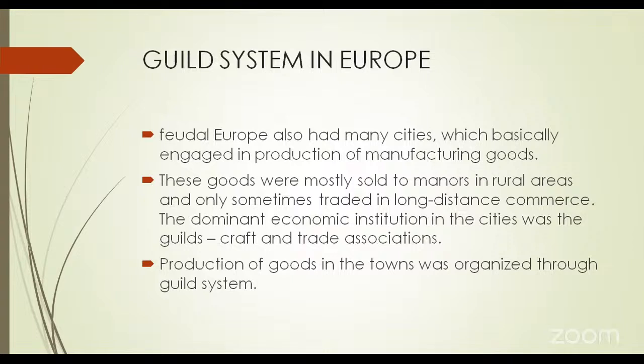Then came the guild system. The guild system was nothing but a federation where people came together. Many cities basically engaged in the production of manufactured goods, sold to manors in rural areas, and traded in long distance commerce. In the cities were the guilds, crafts, and trade associations. So these are associations, and naturally these evolved over a period of time. What we see as FICCI and ASSOCHAM is something like the guild system, where people from the industry come together to form an association. Production of goods in the town was organized through the guild system.